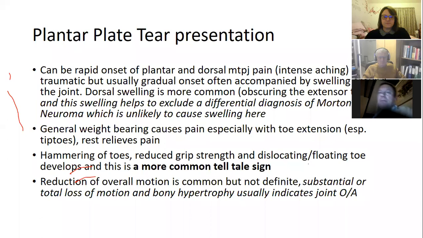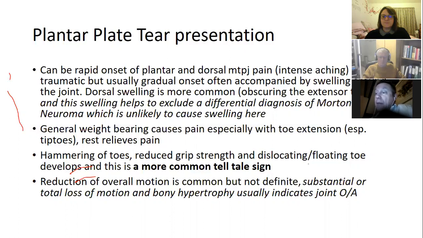Okay, so as I've said, this can happen as a rapid thing or a chronic thing. If it's rapid onset, you get generally plantar and dorsal metatarsophalangeal pain. It feels like it's a really intense ache and very, very unpleasant. But the more usual one is the gradual onset. As I said, this chronic overloading of the plantar plate. And that too creates pain, principally, again, plantar and dorsal metatarsophalangeal joint, particularly on palpation.